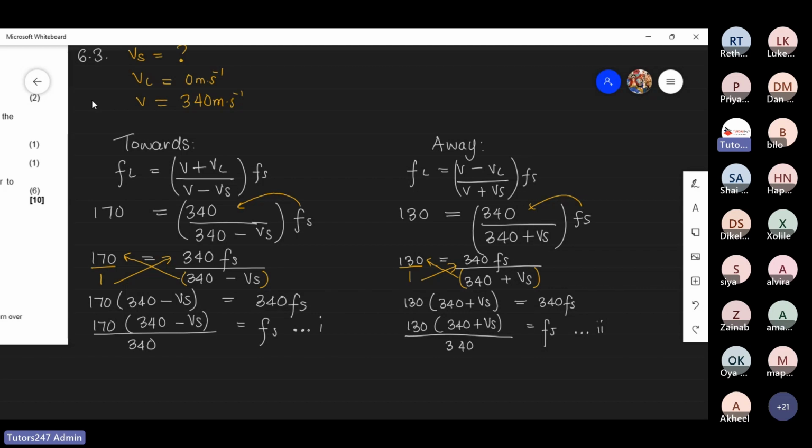An easier way to remember it might be: if it's moving towards, meaning more, so plus on top. If it's moving away, if you take away from something, you're minusing, so minus on top. And then the bottom will obviously be the opposite.